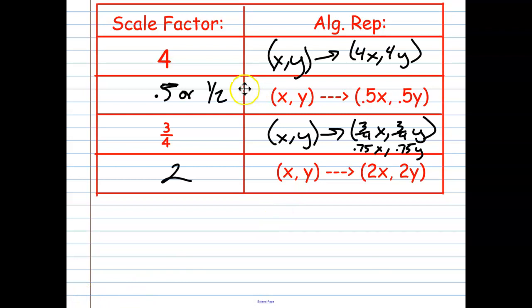Okay, so how'd you do? If the scale factor is 4, then my algebraic representation is going to be 4x comma 4y. If it's a 0.5 in front of them, that means that's my scale factor. It can also be written as a fraction. So over here, if it's 3/4, it would be 3/4 x or 3/4 y, or you could change it to a decimal. You don't have to, though. And then here, if I have a 2 in front of these, that means my scale factor is 2. So hopefully you figured that out. If not, don't worry about it. Just hit pause and copy it in.